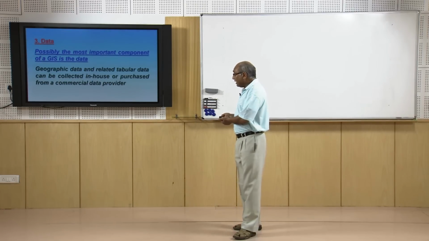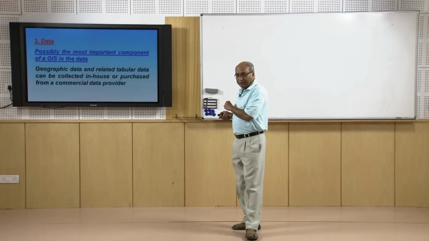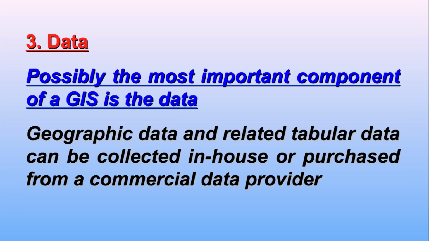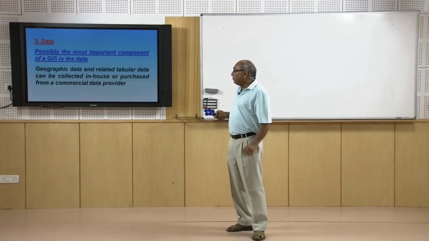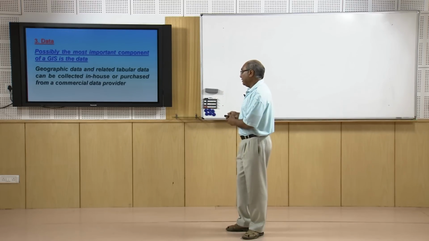Now GIS data and the related tabular data, which I will come to later, which we call non-spatial data, and geographic data, which we call spatial data, can be collected in-house, purchased, or made available through some sources. So data can come from a variety of sources in a variety of formats, and that is why manipulation, format conversion, all kinds of conversions may be required in the case of data.